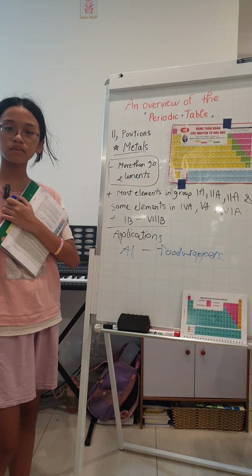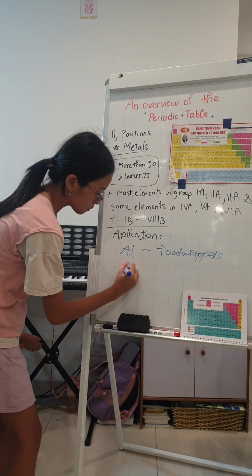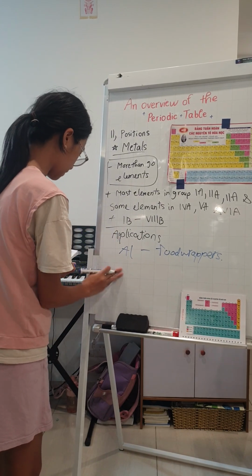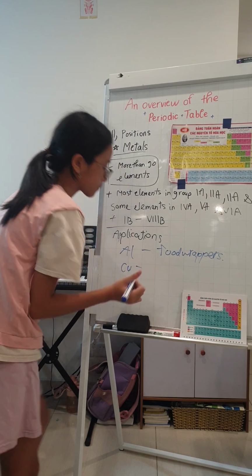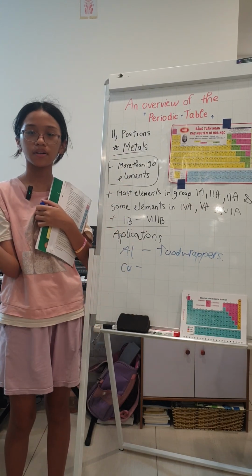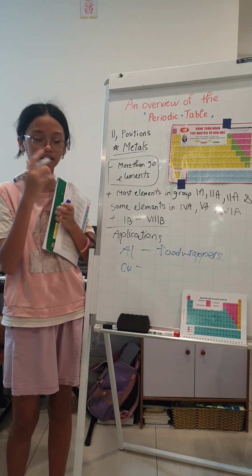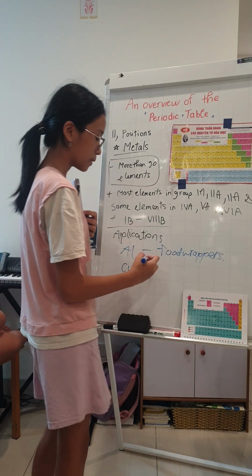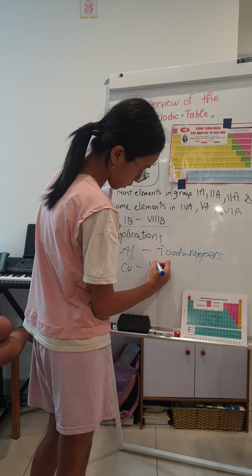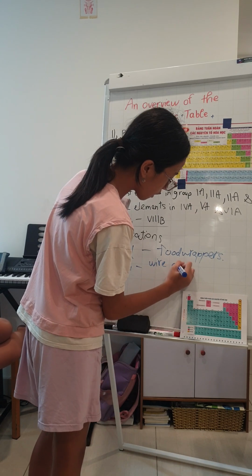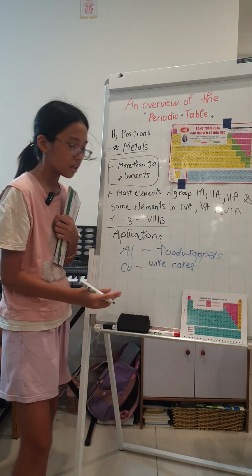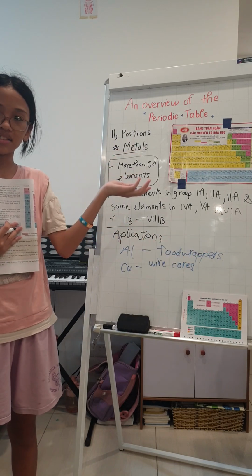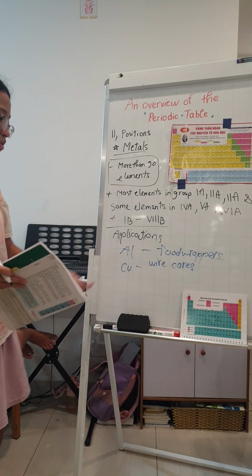How about copper? What's copper used for? Try to think. Copper is used for wire cords, the wire cords that you usually see in your electricity devices, which is really familiar.